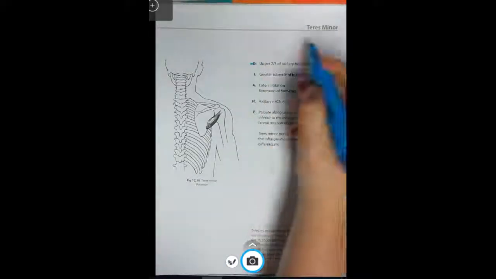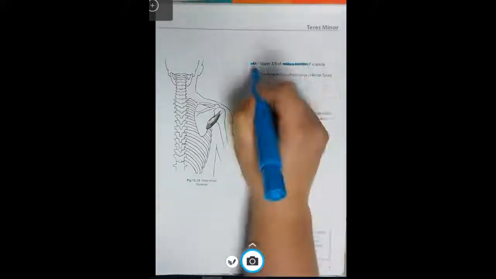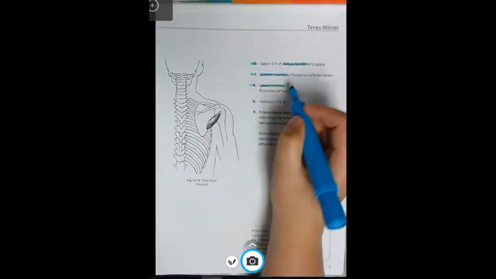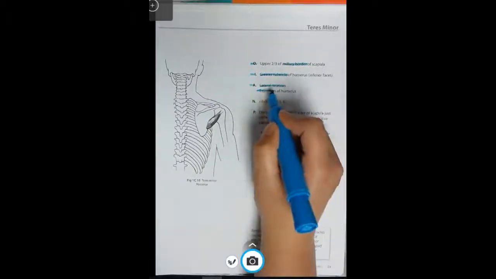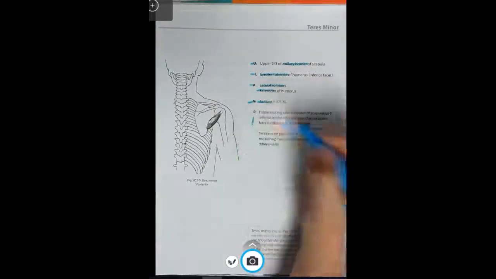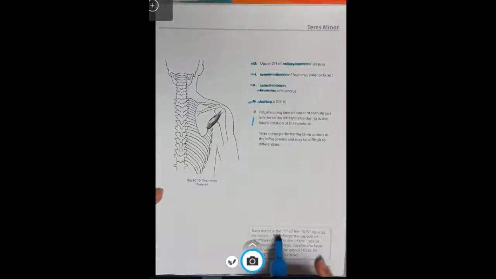Teres minor. We're going to the axillary border of the scapula, inserting onto the greater tubercle. Again, we will do external rotation and extension. And we'll do the axillary nerve. And it keeps repeating itself: reinforces, stabilizes.